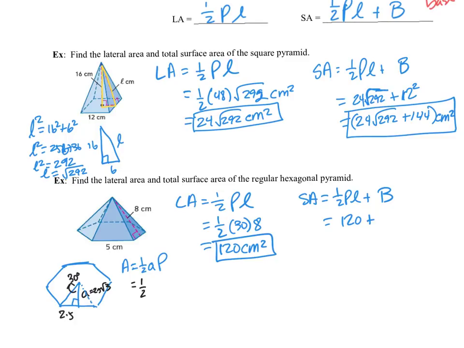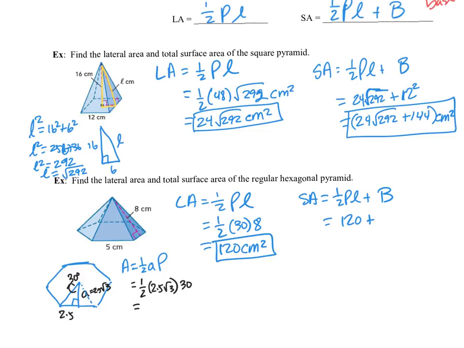So the area of this hexagonal base is going to be 1/2 times the apothem, which is going to be 2.5 times the square root of 3, and then times the perimeter of the base. Well, the perimeter of the base is going to be 30. Remember, each edge measured 5, and there's 6 of them, so that is times 30. Okay, so we can simplify that a little bit.